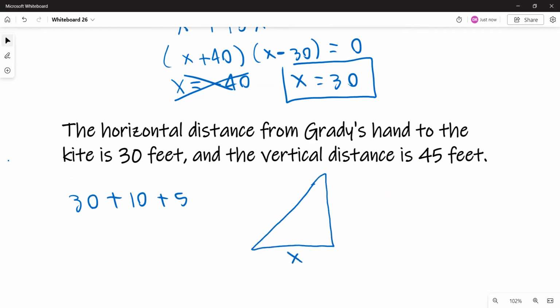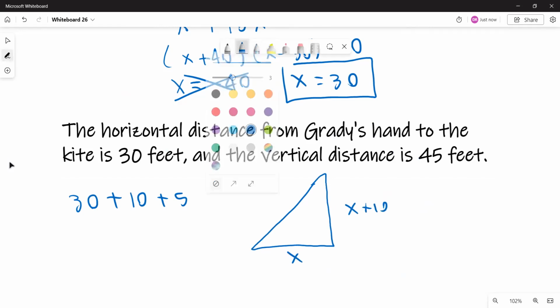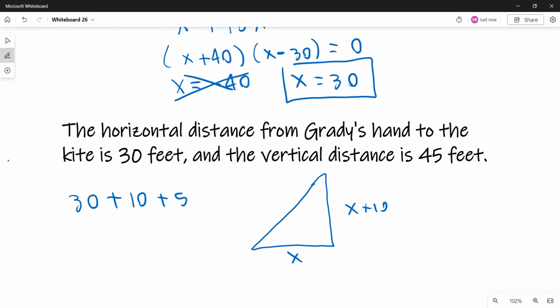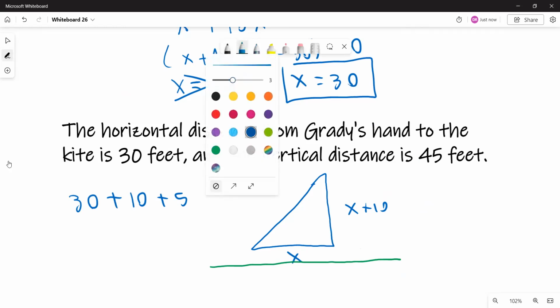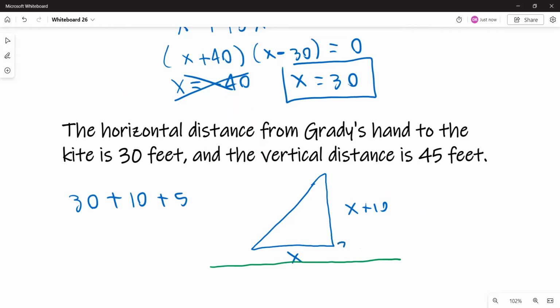We had this triangle with dimensions x and x plus 10, but also Grady's hand was 5 feet above ground level. So this distance was already 5 feet. So that's where the 45 is coming from. I'm just going to write a brace and indicate the 5. Okay, so the vertical distance is 45 feet.